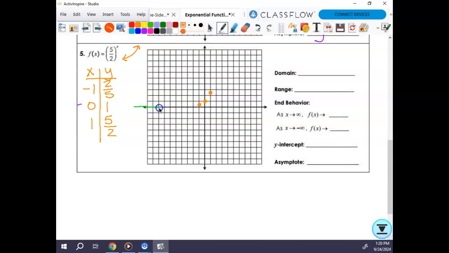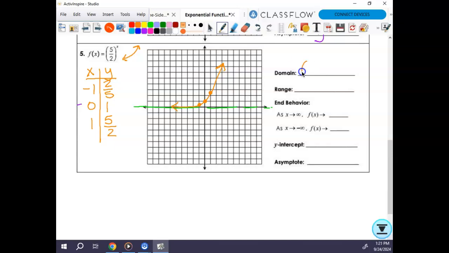I still have my asymptote here, and this is what my graph will look like. So when is this function negative? When is the function itself negative? Is it ever negative? The graph? The graph, I don't have any negative y values and it can't be 0, right? So it's never negative and never equal to 0.